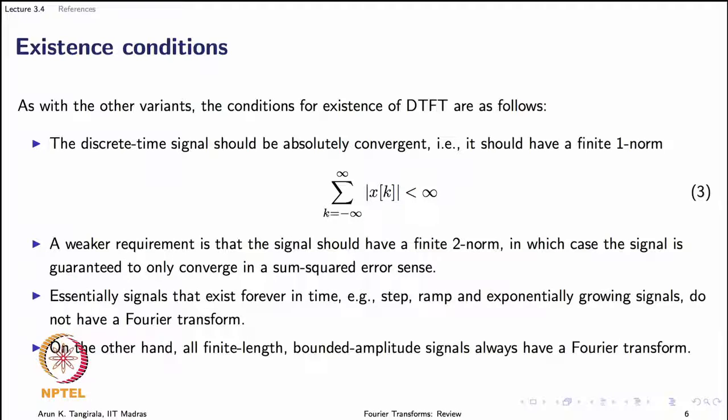Existence conditions, I have already remarked: the discrete time signal should be absolutely convergent. That means it should have a finite one norm, and a weaker requirement is that the signal should have a finite two norm, which means finite energy. Now, what this means is that signals that exist forever in time and are aperiodic, such as step and ramp and so on, do not have a Fourier transform, whereas all finite length bounded amplitude signals will have a Fourier transform. And this was also the case with the continuous time signal.